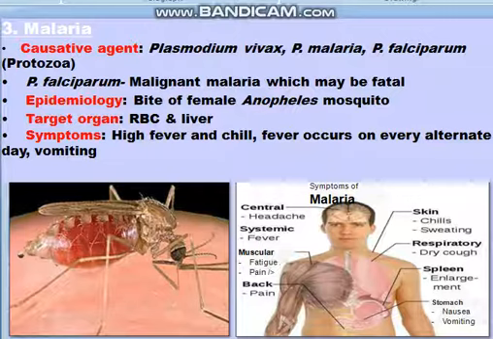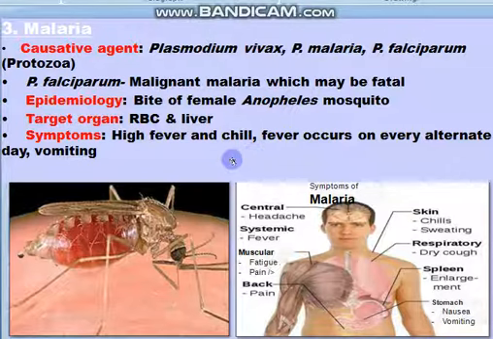And when the female Anopheles mosquito transmits Plasmodium to human beings, it reaches the liver and RBCs. So we can say when a person is suffering from malaria, which organs are affected? It is the liver and RBCs. And what are the symptoms of malaria? High fever and chill, fever occurs on every alternate day, and the person may feel vomiting.